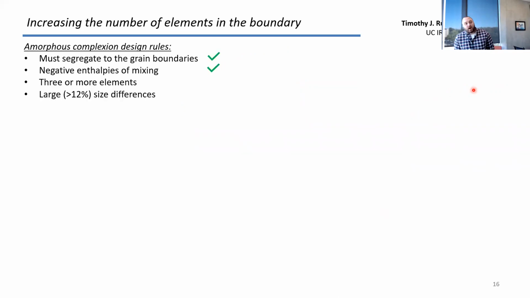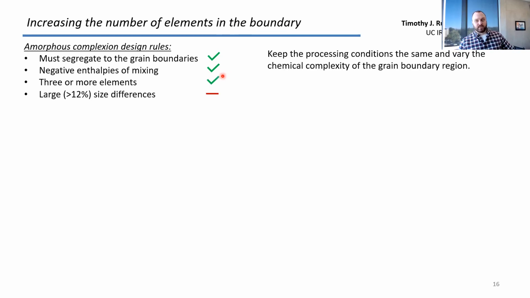One way we're trying to modulate that distribution is by increasing the number of elements in the boundary. That copper zirconium system I just showed you does an okay job at satisfying some design rules we've come up with. You're adding something that segregates to the boundary, and copper and zirconium have negative enthalpies of mixing. But if you truly wanted to make a system really optimized for amorphous complexions, you would also want 3 or more elements and large size differences. So the first thing we're going to do, we're not going to worry so much about the size differences right now. We'll come back to that in a second.